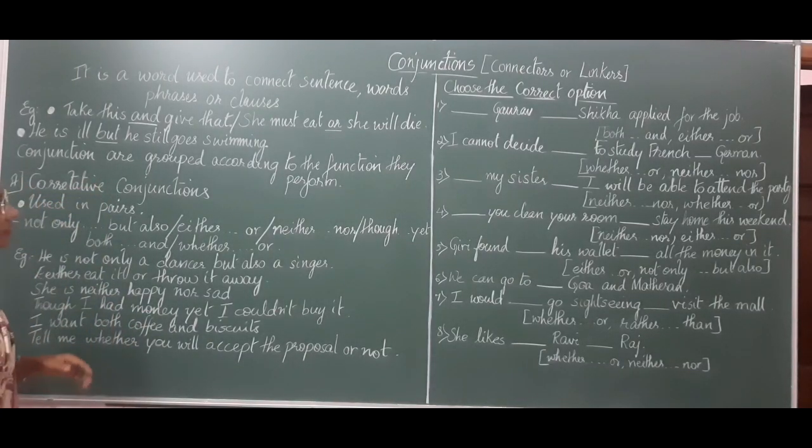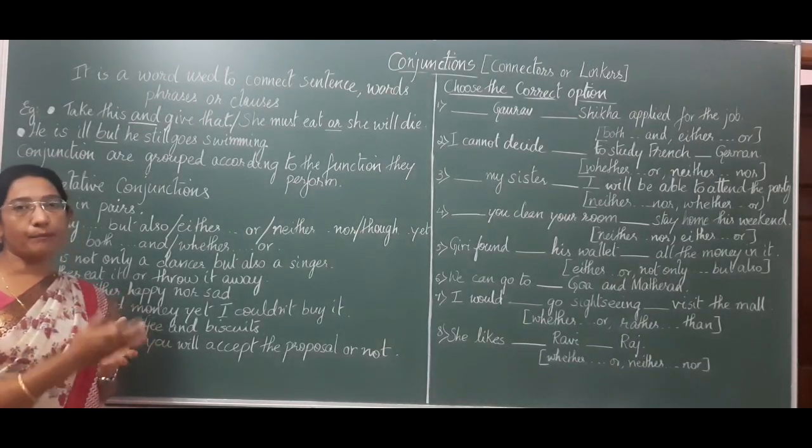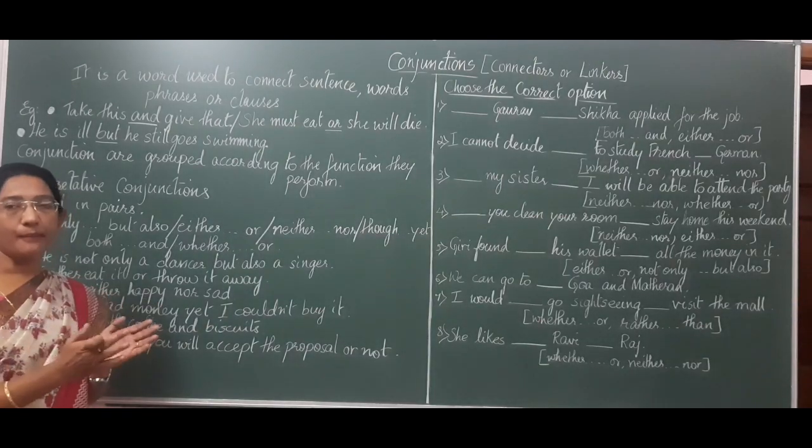Let's see the different types of conjunctions. Conjunctions are grouped according to the functions they perform. First one, correlative conjunctions. These conjunctions are used in pairs. They are pair words.